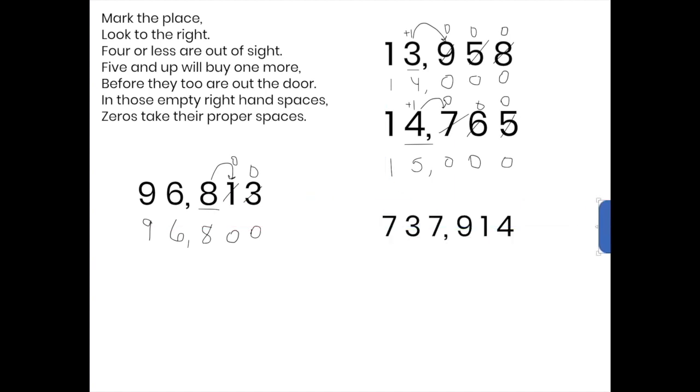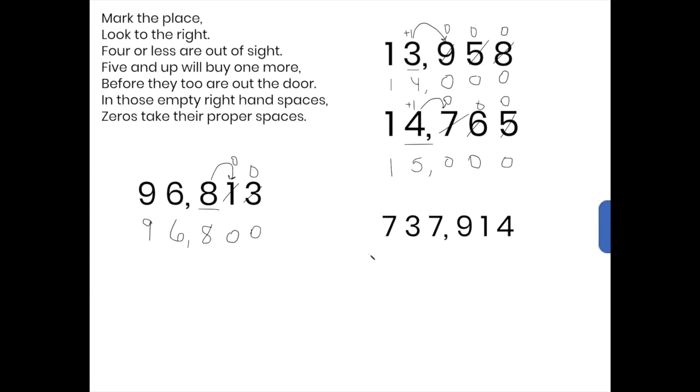Okay, last one. We're in the hundred thousands place now. Our number is 737,914. I want you to round this to the nearest hundreds place. Pause the video and go ahead and solve. All right, now you're back. Let's look for our answer.